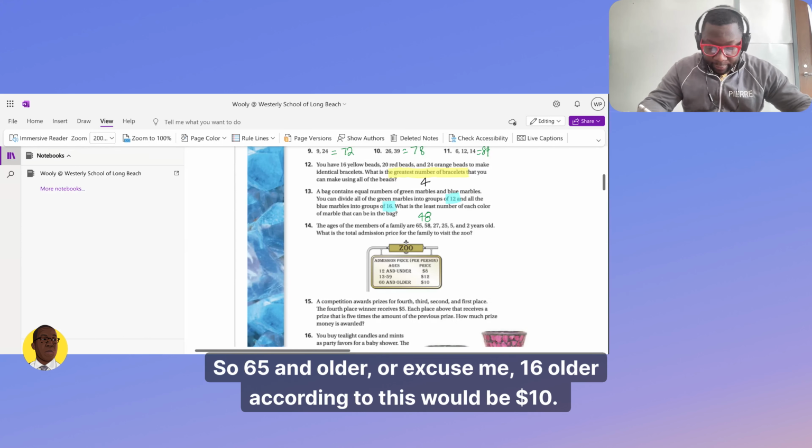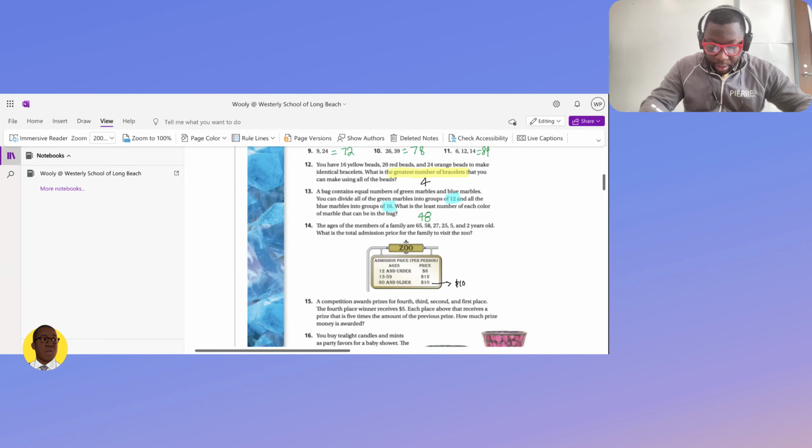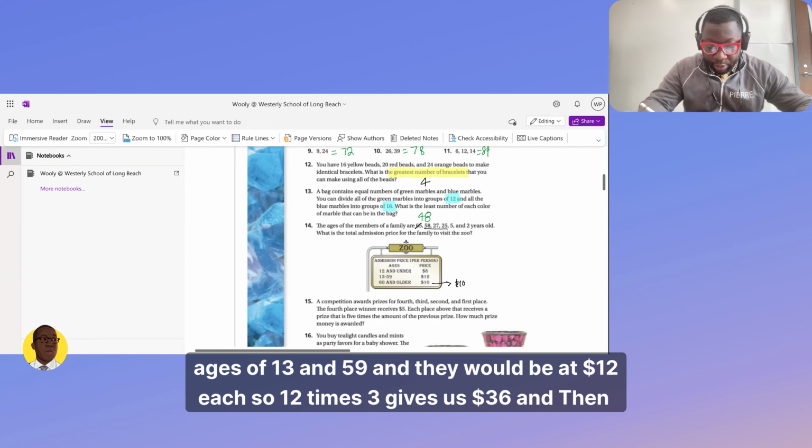So 60 and older, according to this, would be $10. So we have one person at $10. Then three people are between the ages of 13 and 59, and they would be at $12 each. So 12 times 3 gives us $36.